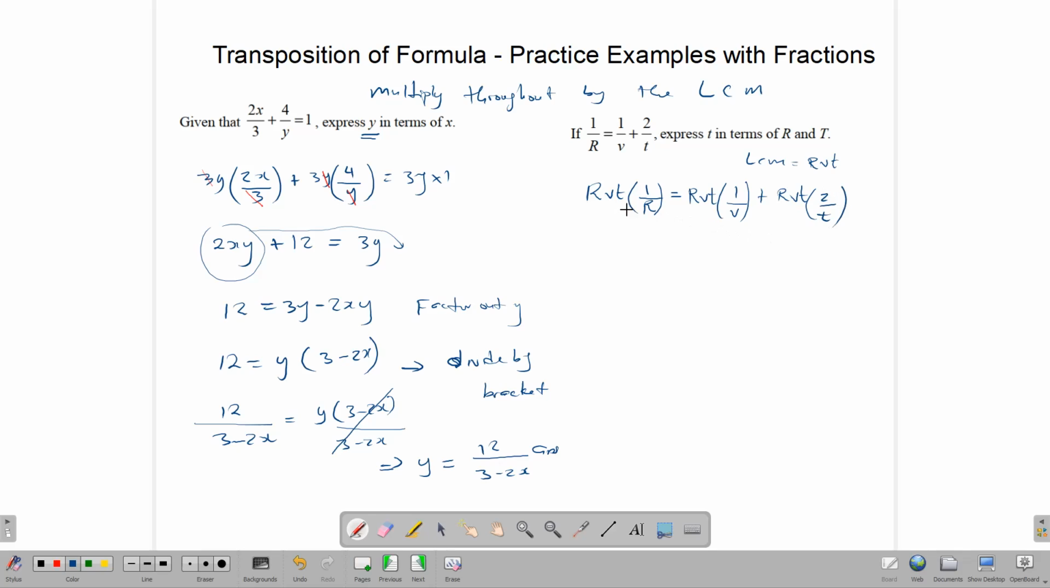Remember, the idea of multiplying by the LCM is that we want to get everything in a nice straight line, such as this. So here, big R cancels big R, V cancels V, T cancels T. And what we're left with is VT, that's small vt, equal to RT plus 2RV.